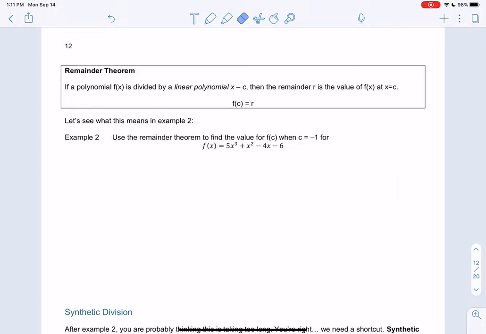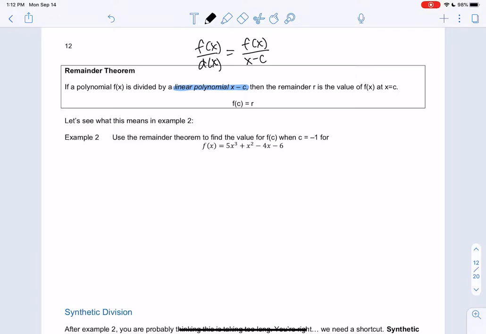All right, let's do examples 2 and 3 in section 3.2. So let's add the remainder theorem. The remainder theorem is, if we divide by a linear polynomial, so it's a special case only for linear, then the remainder is actually equal to the value of the function. We'll see what that means in the next example. So this only works for f of x over d of x, where d of x is specifically linear. Otherwise, this is not true.